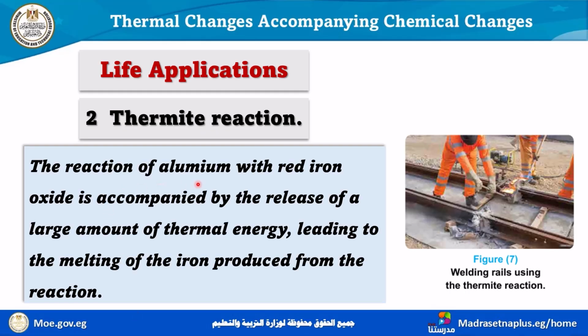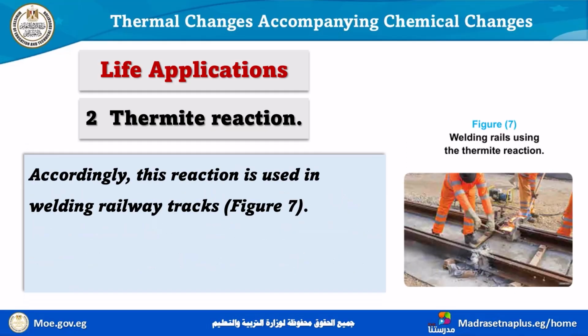Our second life application is the thermite reaction. The reaction of aluminum with red iron oxide is accompanied by the release of a large amount of thermal energy, leading to the melting of the iron produced from the reaction. Accordingly, the thermite reaction is used in welding railway tracks. Like here in the figure, we can observe the worker using this reaction, and the high thermal energy resulting from the thermite reaction to weld the railway track.